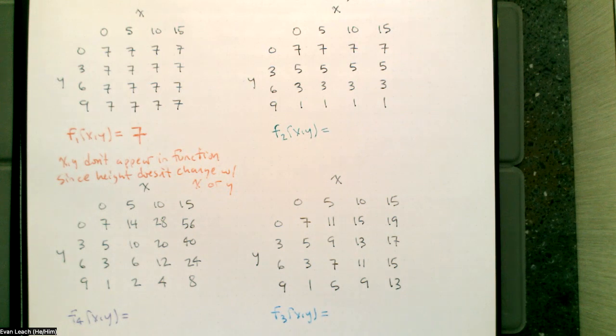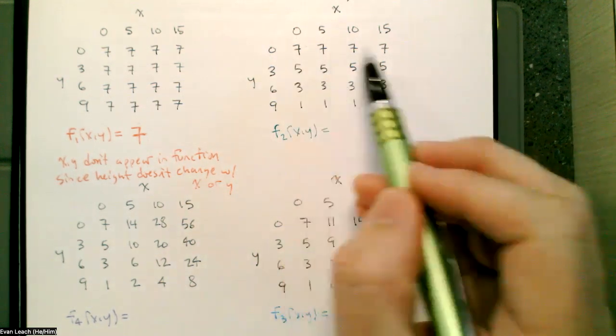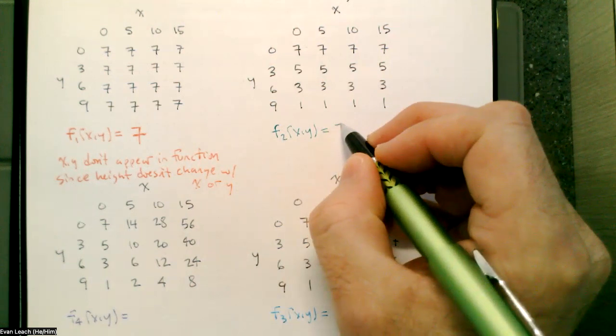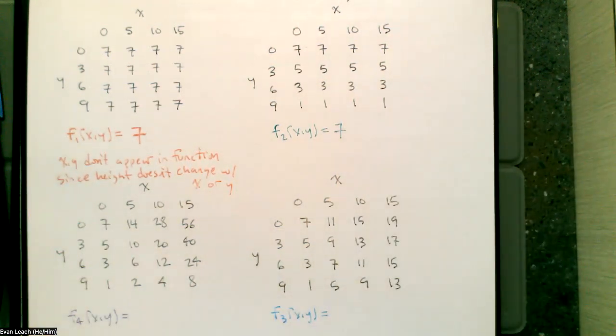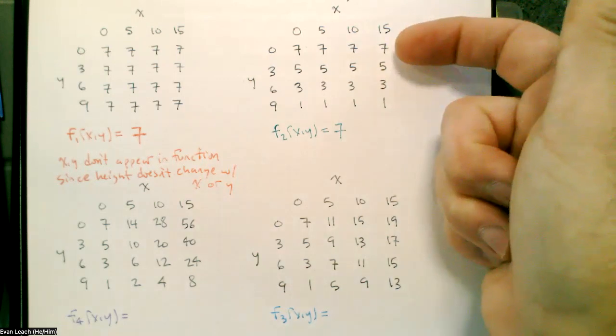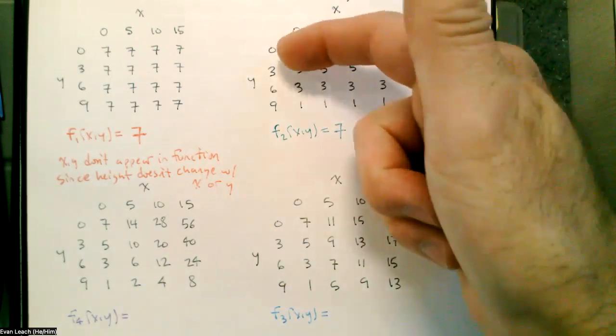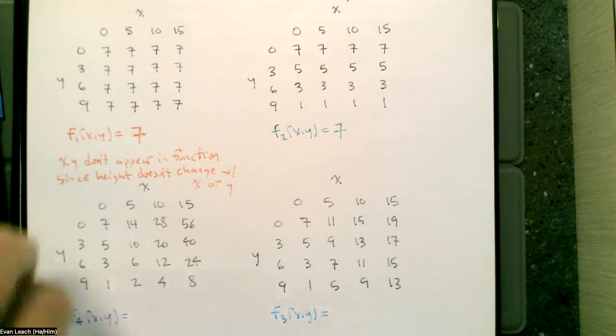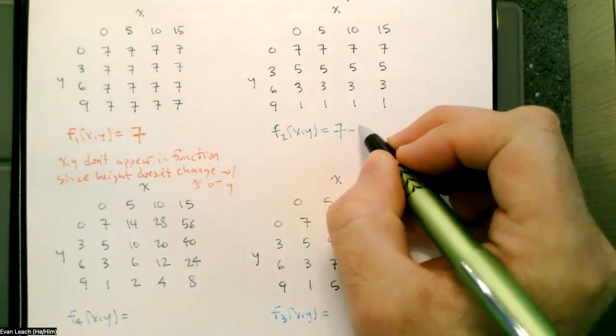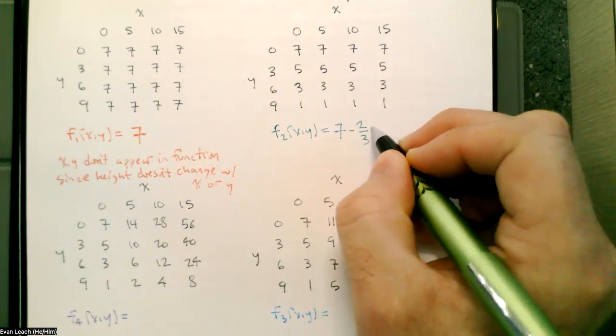When we go on to f2 of xy, it starts off with the same kind of thing. There's a 7 involved. But how does the value of the function change? What's happening? In the y direction, we're decreasing by how much? By 2, and how long does it take to decrease by 2? So the z value decreases by 2 whenever y increases by 3. So we can describe that as decrease by 2 every 3 units of y.